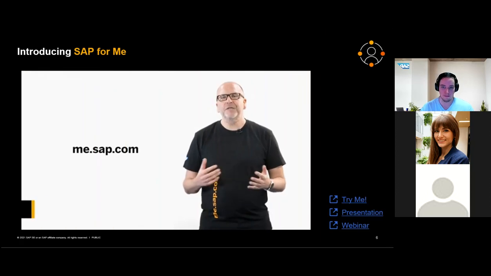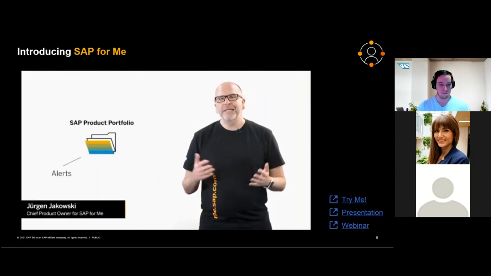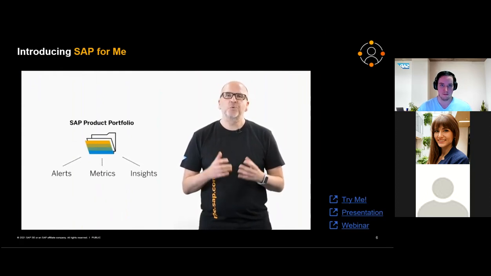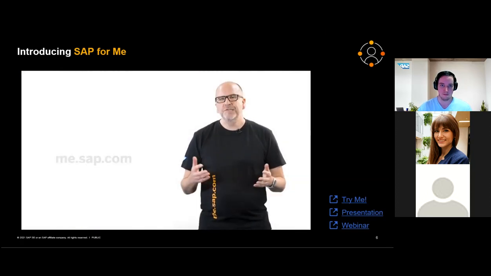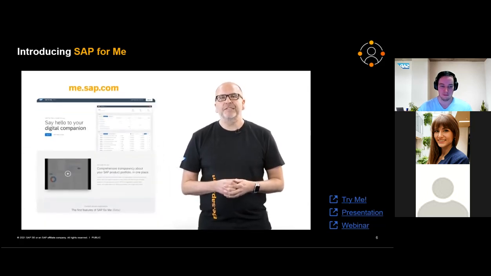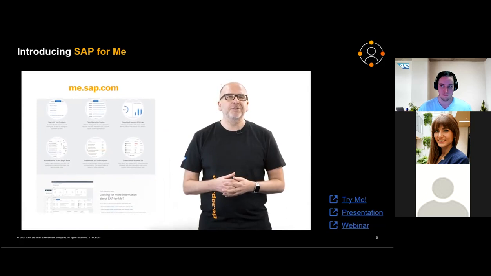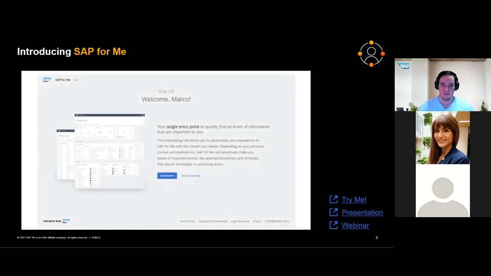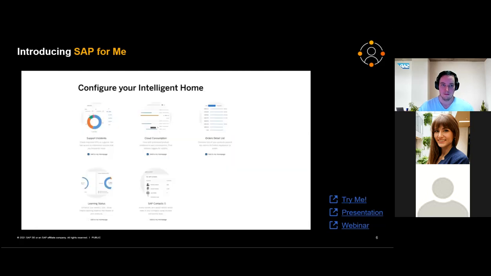SAP for Me aggregates relevant alerts, metrics, and insights from your SAP product portfolio into one single access point. Start your journey at me.sap.com, our website that always includes the latest information about SAP for Me. If you log on for the first time, the user onboarding will help you to initially personalize your settings and maximize your SAP for Me experience.